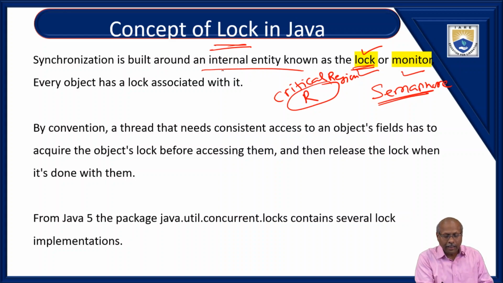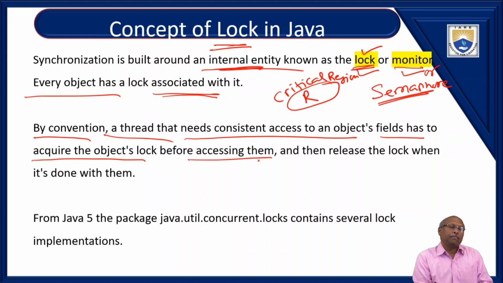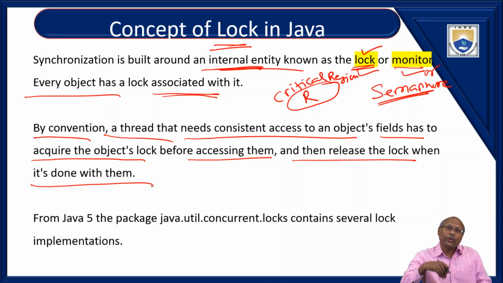Synchronization is built around an internal entity known as a lock or monitor, or also known as a semaphore. Every object has a lock associated with it. By convention, a thread that needs consistent access to an object's fields has to acquire the object's lock before accessing them. Before accessing, you must get the lock. Whoever gets the lock can use the resource and release the lock when done. Whenever your work is done, you should hand over the lock so that others can utilize the resource.